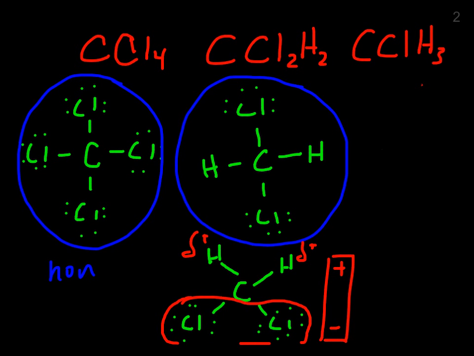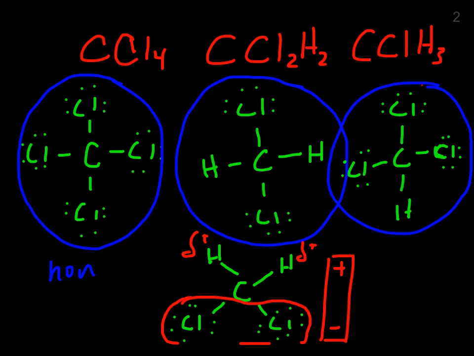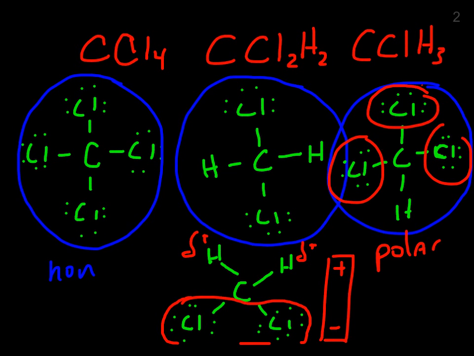The last one, I'd go, okay, carbon, chlorine, chlorine, chlorine, hydrogen. The chlorines all have 6 electrons around them. And again, if I take the whole thing as a whole, I've got negatives, negatives, negatives. I've got a basic imbalance. This one would also be polar because I'm going to have a negative side and a positive side.